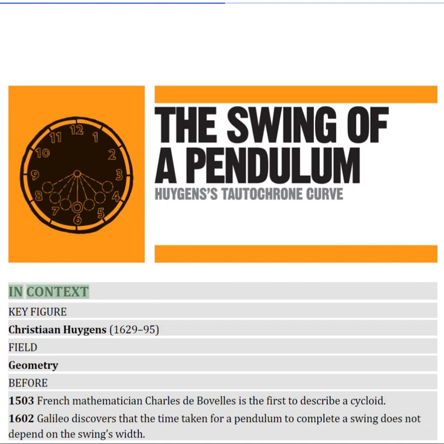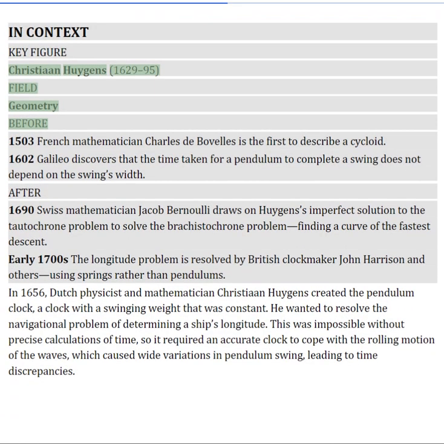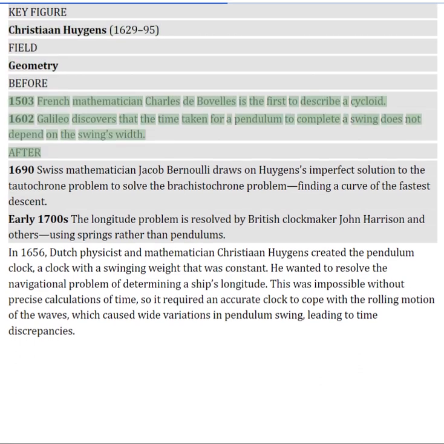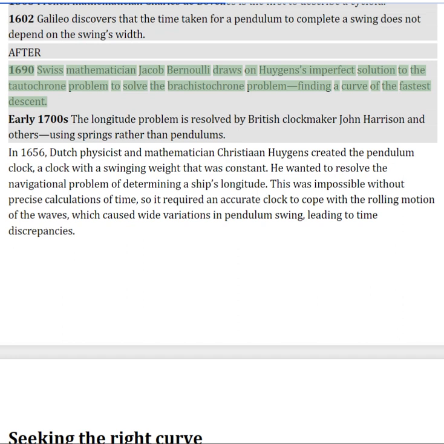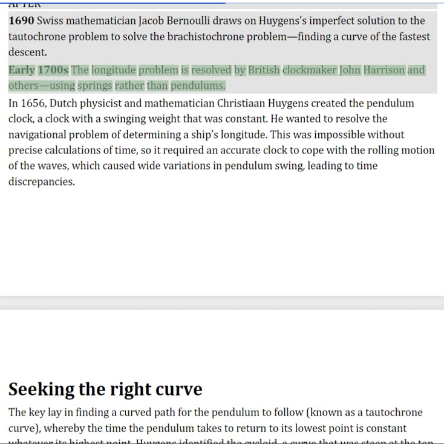In context. Key figure: Christiaan Huygens. Field: Geometry. Before 1503, French mathematician Charles de Bovelles is the first to describe a cycloid. 1602: Galileo discovers that the time taken for a pendulum to complete a swing does not depend on the swing's width. After 1690: Swiss mathematician Jacob Bernoulli draws on Huygens's imperfect solution to the tautochrone problem to solve the brachistochrone problem, finding a curve of the fastest descent. Early 1700s: the longitude problem is resolved by British clockmaker John Harrison and others, using springs rather than pendulums.